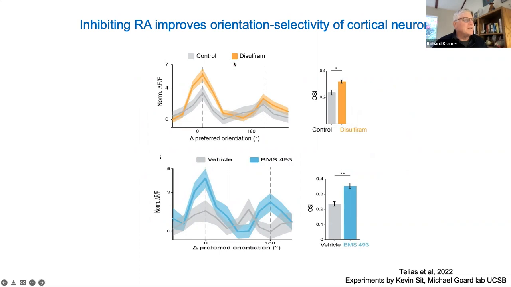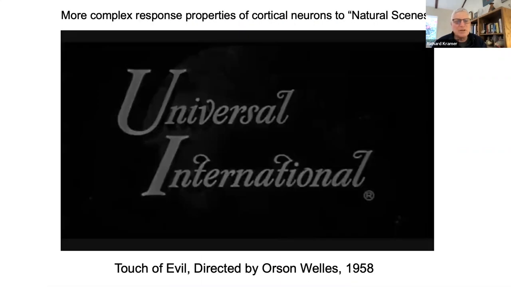But the whole point is, if you've treated these mice with disulfiram or BMS-493, the orientation tuning is dramatically improved. This is the orientation selectivity index. That's improved both by treatment with disulfiram or BMS-493. This is just one of the many things that these guys have evaluated in these cortical neurons. Here's something else that they've evaluated.